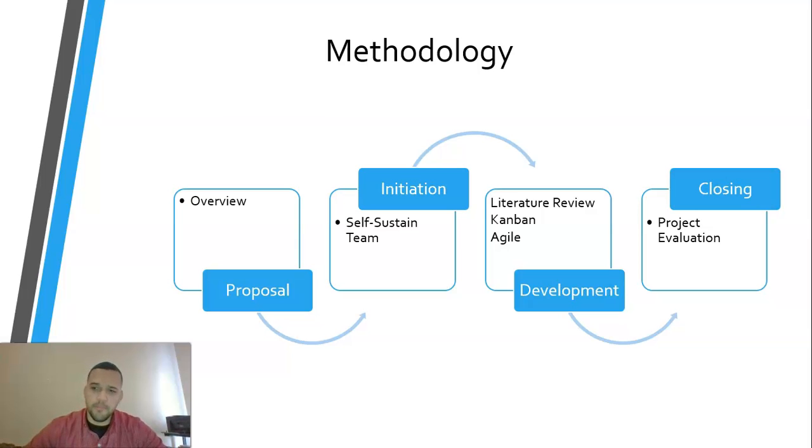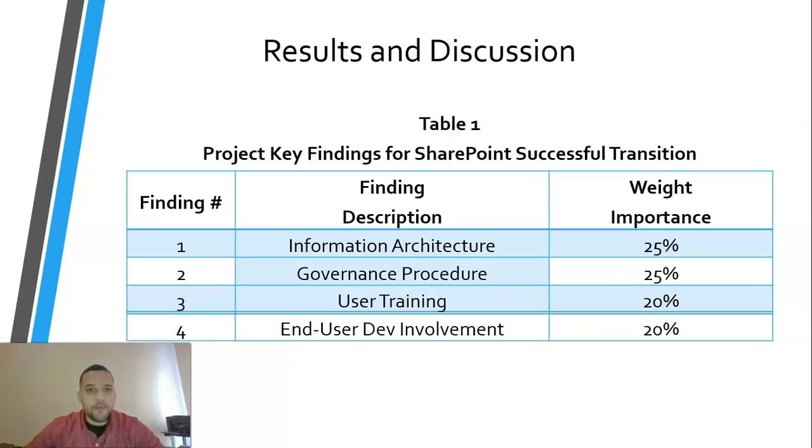Finally, during the closing phase, we evaluated the project, like what were the big findings, what we learned, lessons learned, what could we do better. So some of the results and discussion that we found during this project is that in order to have a successful SharePoint transition, we have to have four aspects. The first one is that the company has to have information architecture in place. The second one is that it is important to have what we call the governance procedures.